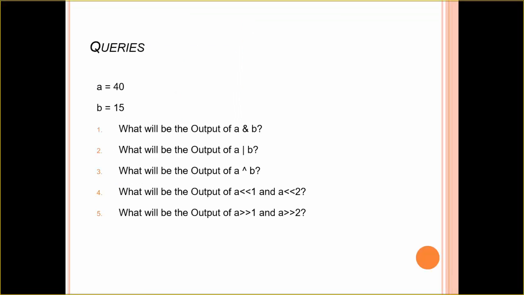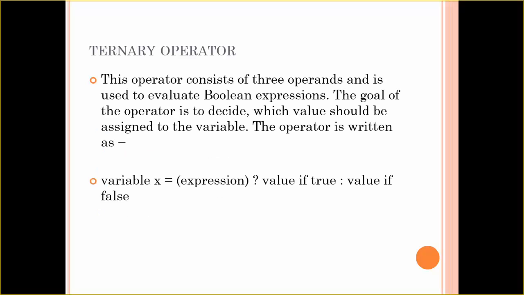The next operator we're going to see is the ternary operator. This operator consists of three operands and is used to evaluate Boolean expressions. The ternary operator can be used instead of if else statements, which are conditional statements we will be learning in further sessions. It is a one-line replacement for the if else statement, so instead of going to the if else, we can use this ternary operator for programming.